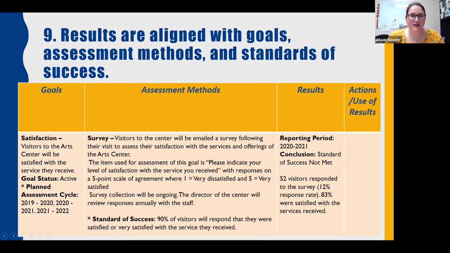All right, number 9. This one is longer, so I'm not going to read this one to you. Y'all take your time. Don't feel rushed. If we don't make it through all of the examples today, that's totally fine. But the rubric item that we're looking at here is for a support unit. So we're going to be looking at results are aligned with goals, assessment methods, and the standard of success. So we're going to be going across all 3 columns now.